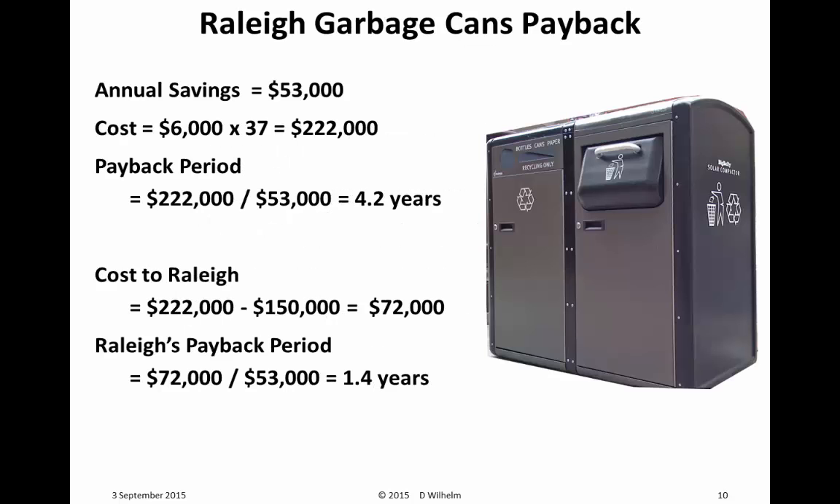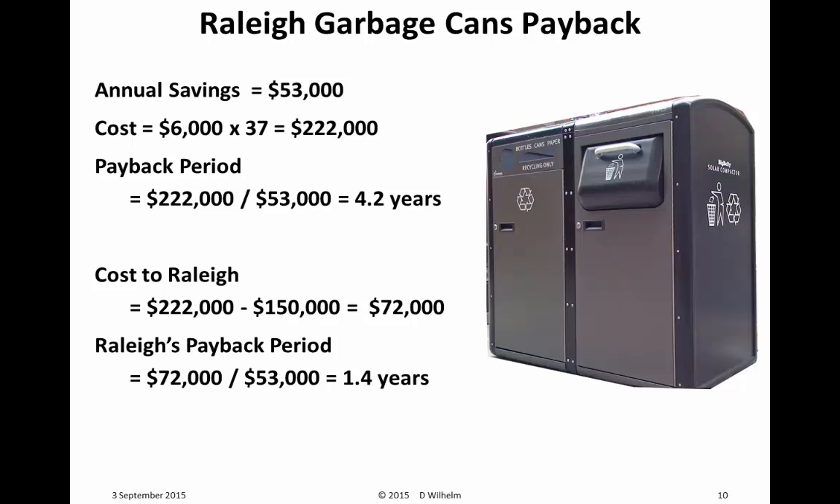Here is a real-life example of the city of Raleigh, North Carolina. They determined that they could save $53,000 a year by going to some automatic garbage and recycling can combinations. So their annual savings is $53,000. Their one-time cost for 37 of these units was $6,000 times 37, or $222,000.